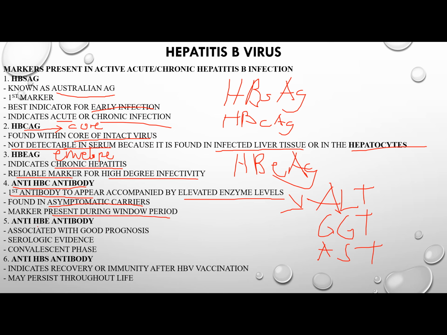Then we have your anti-HBe antibody associated with good prognosis. So pag good prognosis class, there's a high chance that your patient will recover. Serological evidence found in the convalescent phase. Then we have your anti-HBs antibody, which may indicate recovery or immunity after hepatitis B vaccination. May persist throughout life.